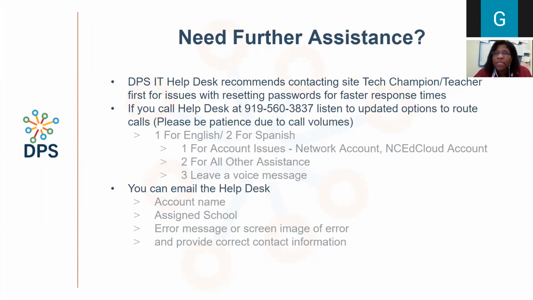Also, you can email Help Desk. Our email address is help_desk@dpsnc.net. And we ask for a detailed email describing your name, not your nickname, but your name when you log into school, and your assigned school. And also, if there's an error message, if you can actually describe the error message or take a screenshot of that error message so we can do some research to try to figure out what's going on and provide correct contact information so we can either email you back or call you directly so that we can try to further troubleshoot at a convenient time with your setting.